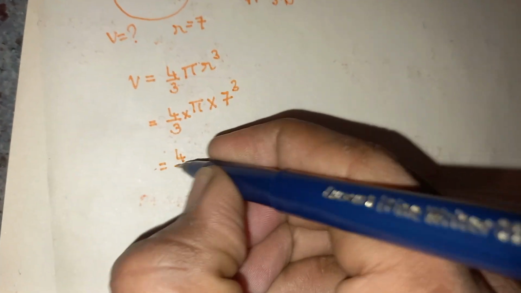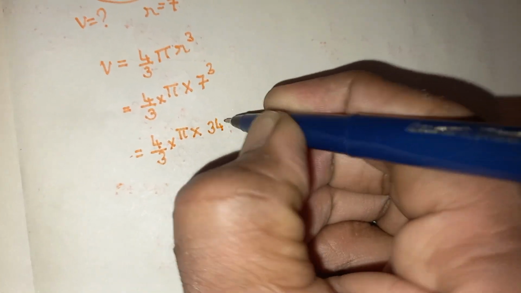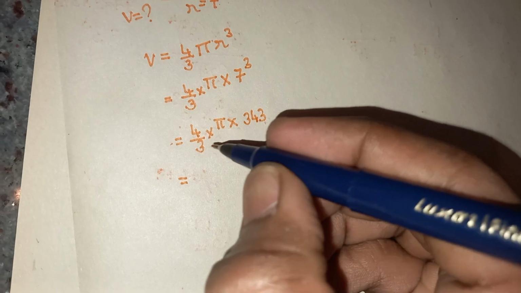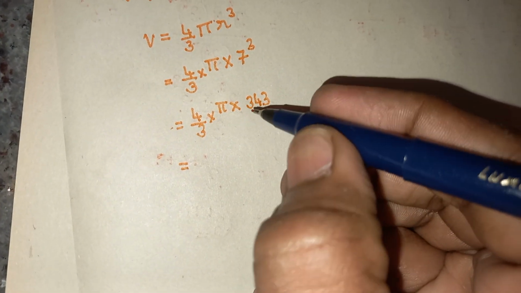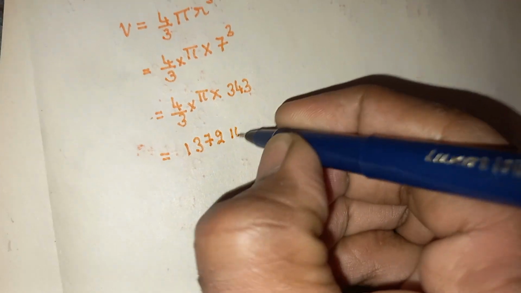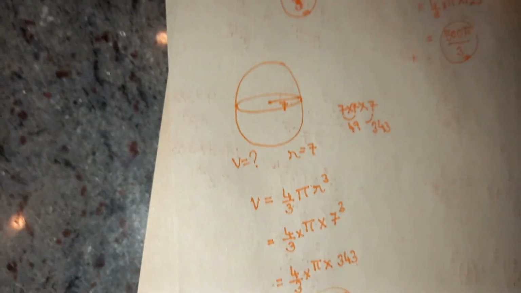This is equal to 4 by 3 times pi times 343, and 343 times 4 is 1372. So 1372 pi by 3 cubic units is the volume of this sphere.